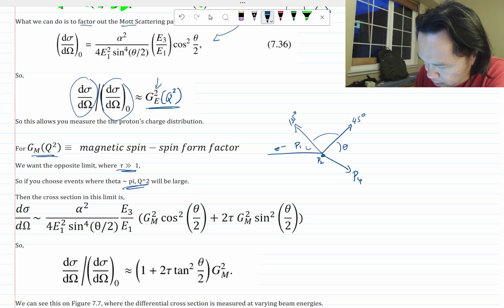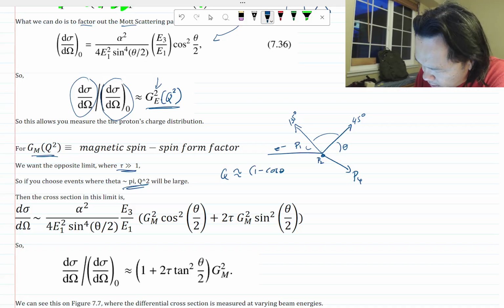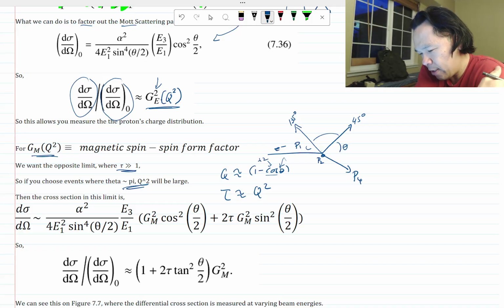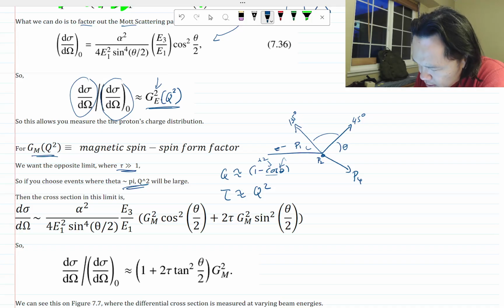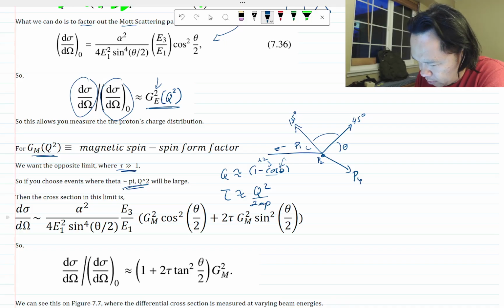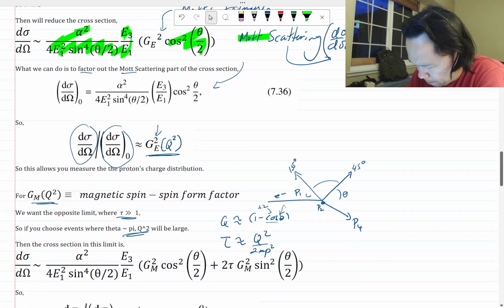Because remember, Q square is proportional to basically 1 minus cosine theta. So Q is proportional to 1 minus cosine theta, and then tau is proportional to Q squared. Therefore, if 1 minus cosine theta is large, in fact it can get to positive 2 if you bounce back 180 degrees, then you're going to have taus that are substantial. This is 2 mass of the proton square. Is it 2 or 4, actually? 4, yeah, because you squared everything.